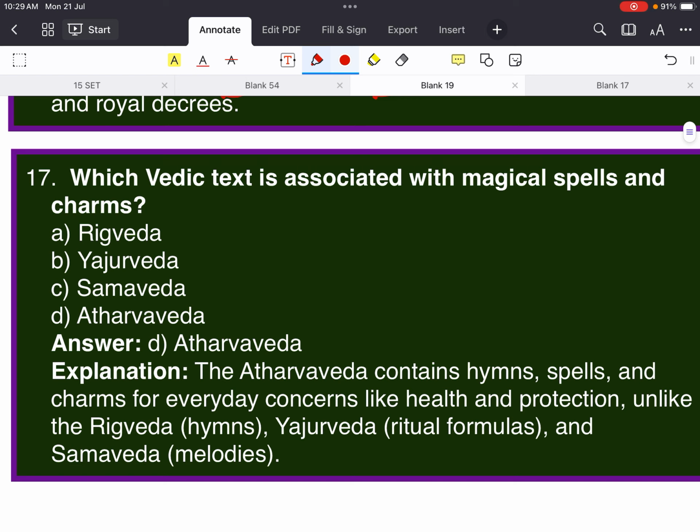Which Vedic text is associated with magical spells and charms? That is option B, Atharva Veda. The Atharva Veda contains hymns, spells and charms for everyday concerns like health and protection, unlike the Rig Vedic hymns. Yajurveda has rituals and formulas, and Samaveda has melodies.